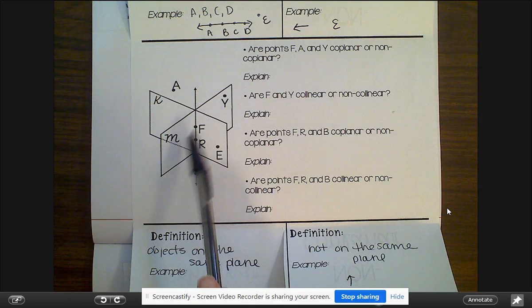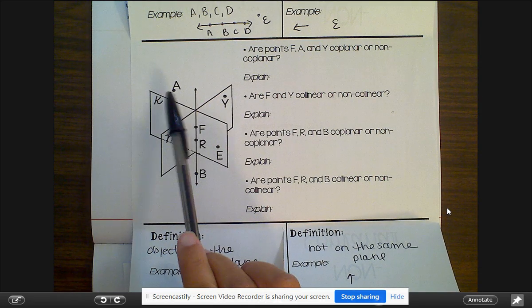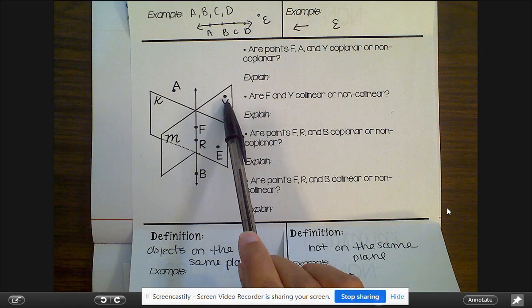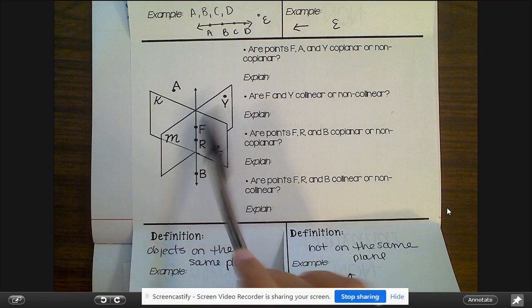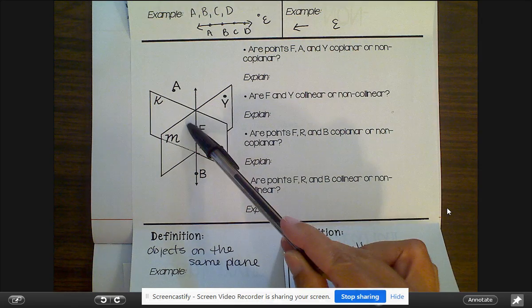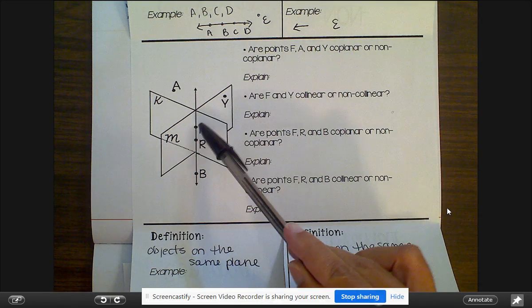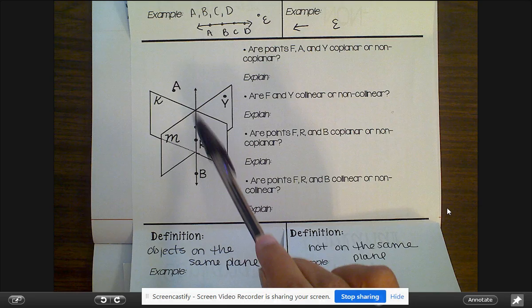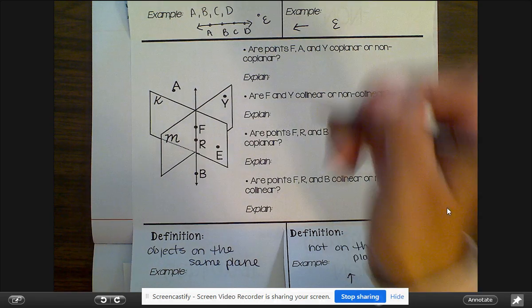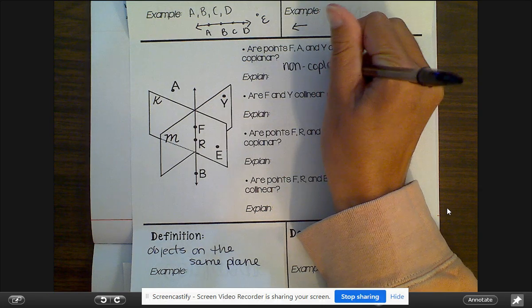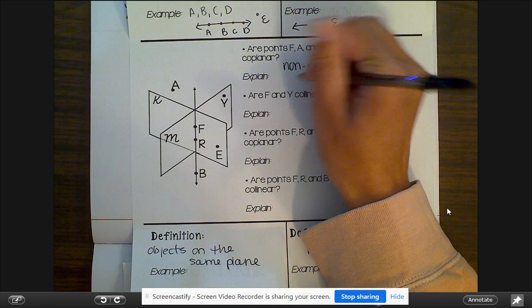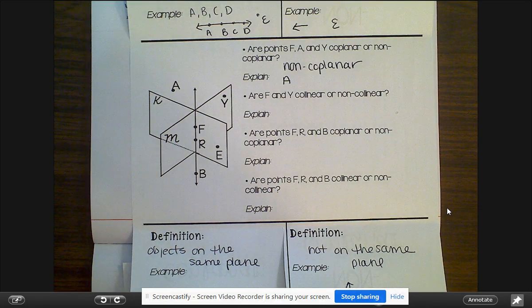So if I find F, A, and Y, I feel like I already know my answer. F and Y are on the same plane, and they would be because they're 2 points, and 2 points can always be on the same plane. But A is clearly not on that plane, so non-coplanar, and that's because of A. And A is goofing everything up.